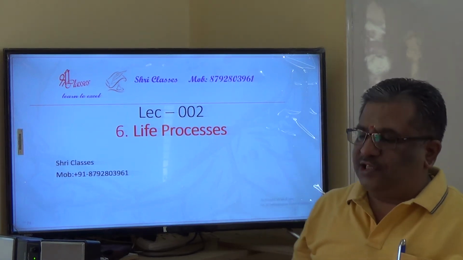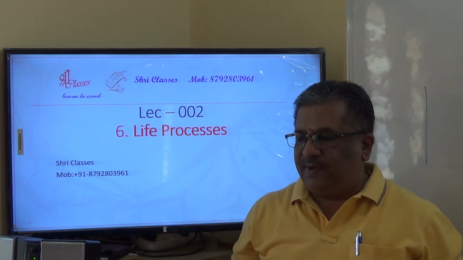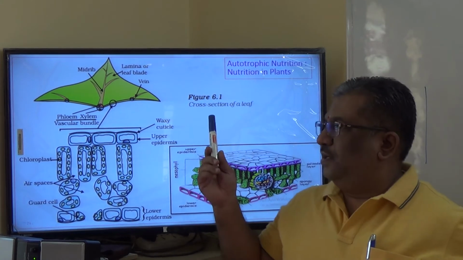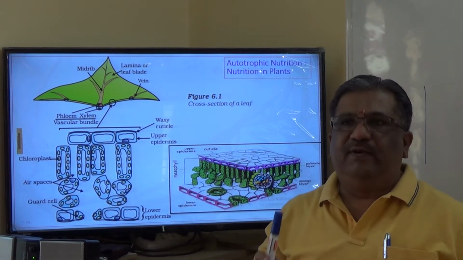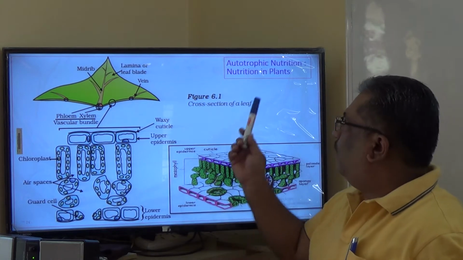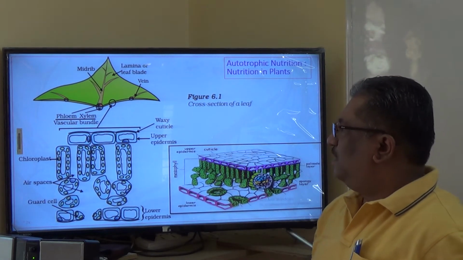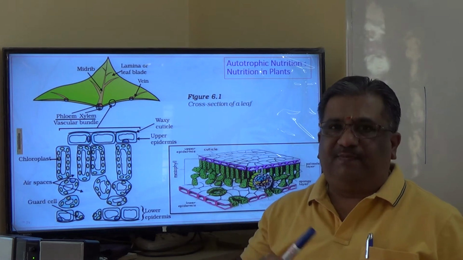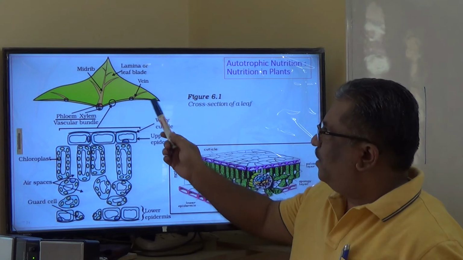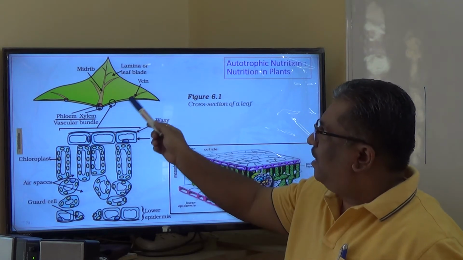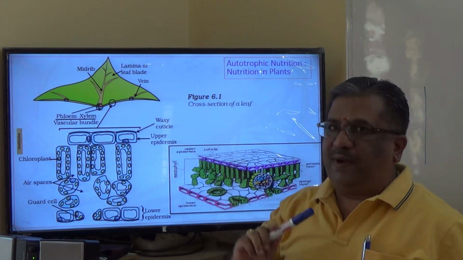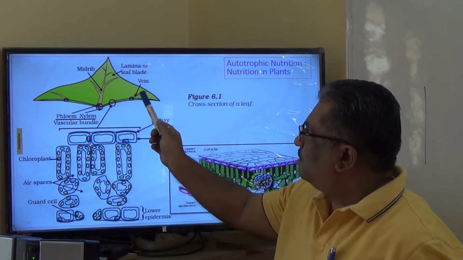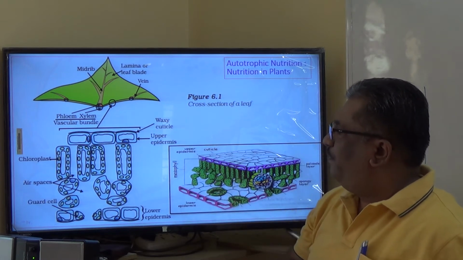Let us continue with lecture number 2, chapter number 6, life processes. The second part which we are going to study is the nutrition in plants. In order to understand the nutrition in plants, let us try to identify some parts of a cross section of a leaf basically. Here a leaf is taken. This entire leaf is called a leaf lamina or a leaf blade. The central part is the midrib and all these cross parts are called veins basically.